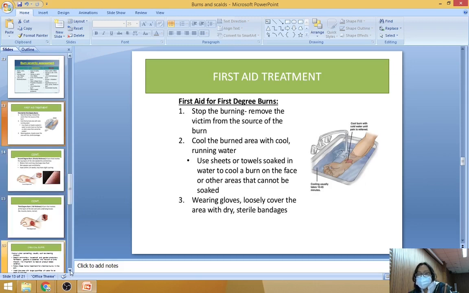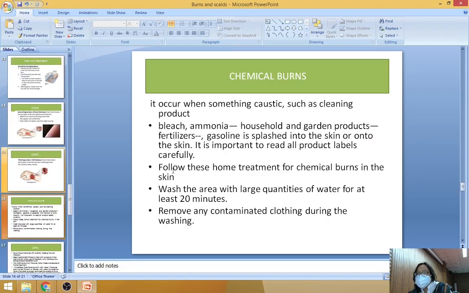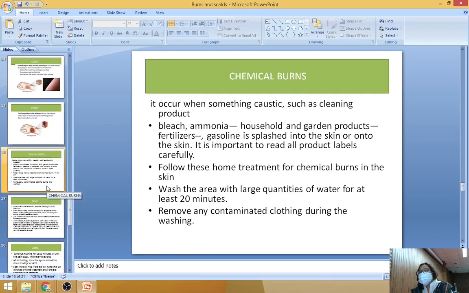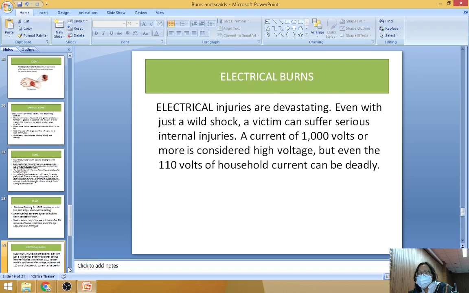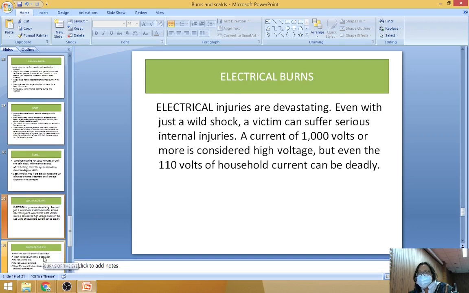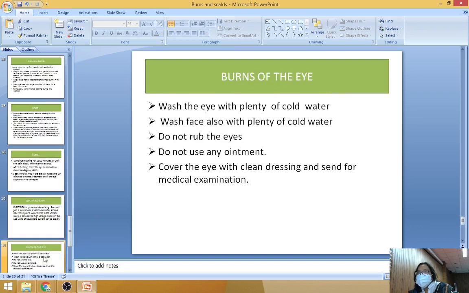That is important. Then if it is a chemical burn, how it can take place and what we have to do: for home treatment, we can use only cold water. If after 20 minutes there is no recovery and pain still persists, then we definitely have to send the patient to the hospital. For an electrical burn, we cannot see the external injury, so we have to shift the patient to the hospital immediately. For a burn of the eye, if anything is inside the eye, always use cold water.